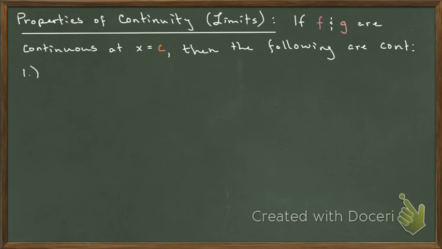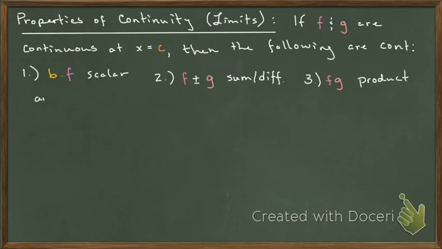Number one, b times f, a scalar times our continuous function, is also going to be continuous, right? We know that we can move a scalar out of a limit, so there's really nothing that's getting in the way of that function being continuous. Number two, the sum or difference of two continuous functions is also continuous. Number three, the product of two continuous functions is continuous.